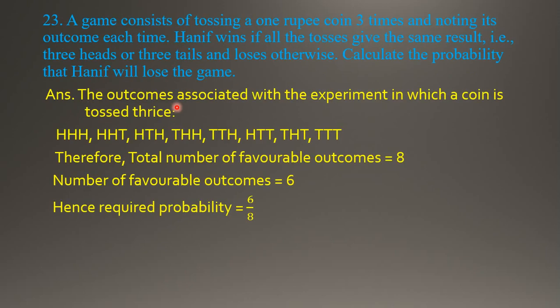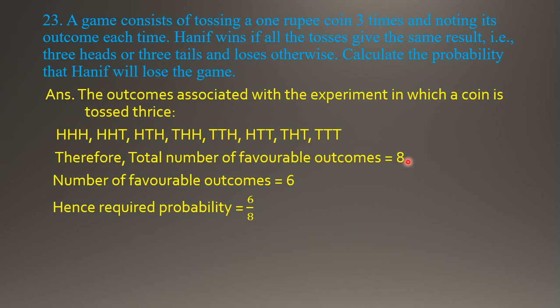Now, question number 23. A game consists of tossing a 1 rupee coin 3 times and noting its outcome each time. Hanif wins if all the tosses give the same result, that means 3 heads or 3 tails. He loses otherwise. Calculate the probability that Hanif will lose the game. The total outcomes associated with the experiment tossing 3 times: all heads, 2 heads and 1 tail, head first then tail then head. In this way, how many will we have? Total 8.